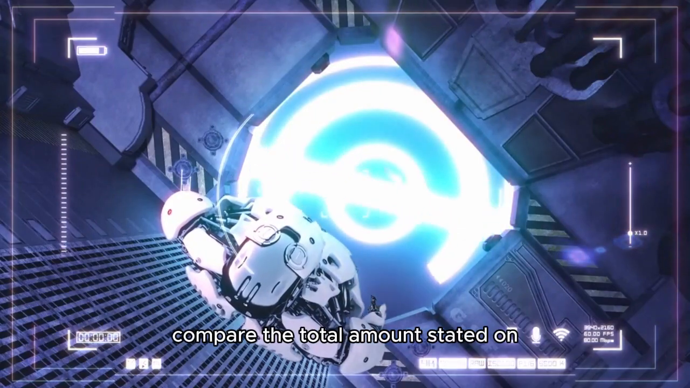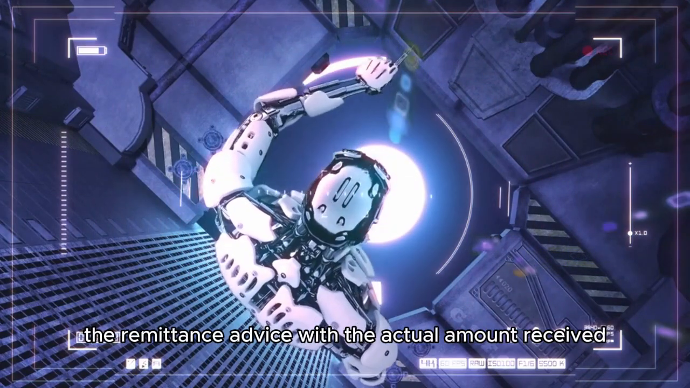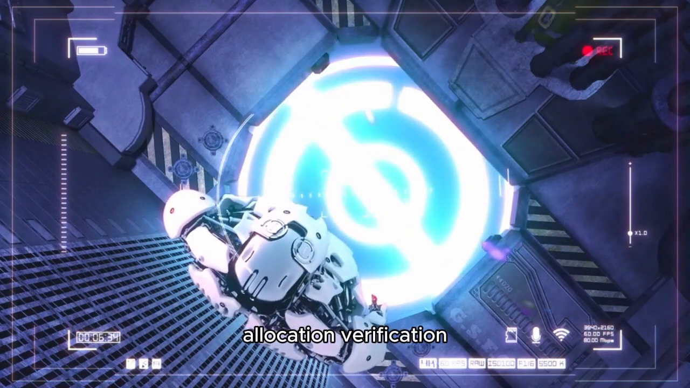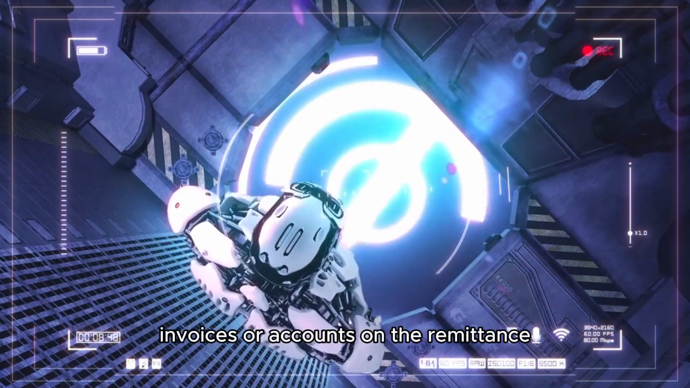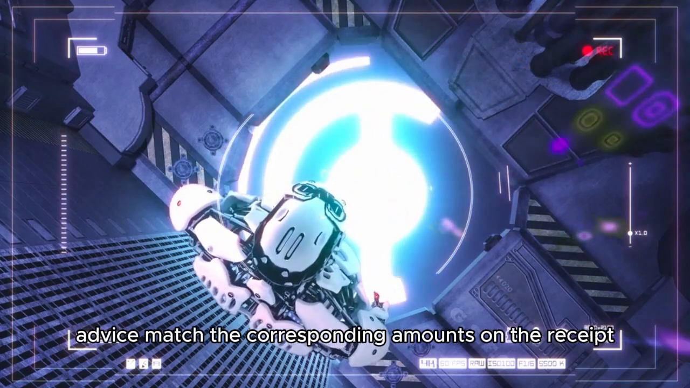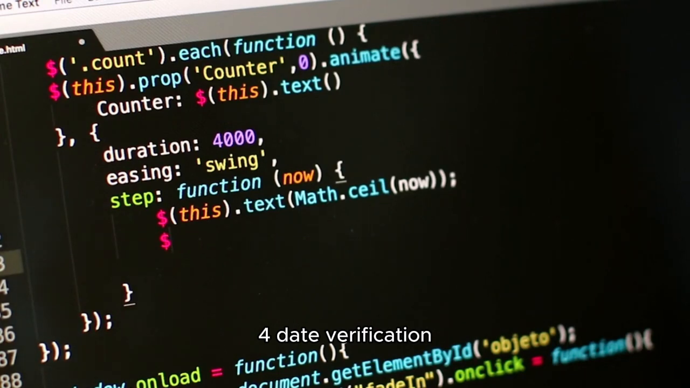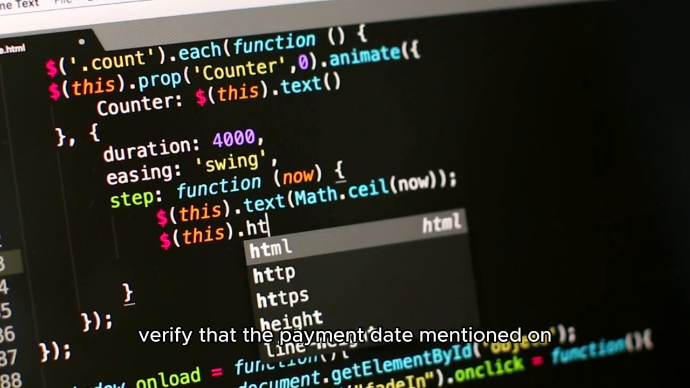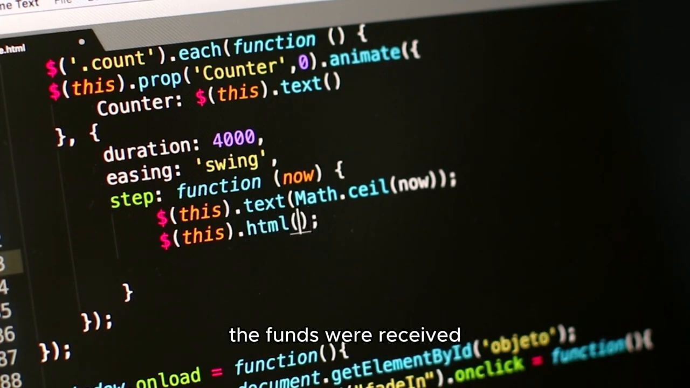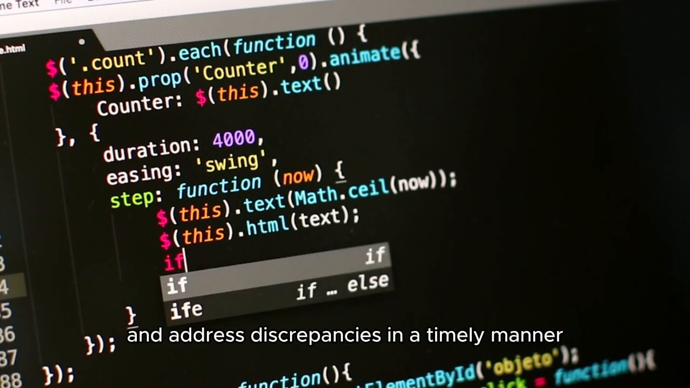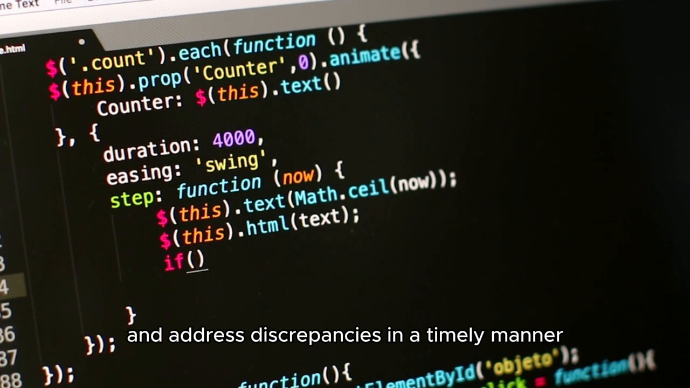3. Matching amounts. Cross-check amounts. Compare the total amount stated on the remittance advice with the actual amount received. Allocation verification. Confirm that the amounts allocated to specific invoices or accounts on the remittance advice match the corresponding amounts on the receipt. 4. Date verification. Payment date comparison. Verify that the payment date mentioned on the remittance advice aligns with the date the funds were received. Timely reconciliation. Ensure that the reconciliation is performed promptly to identify and address discrepancies in a timely manner.